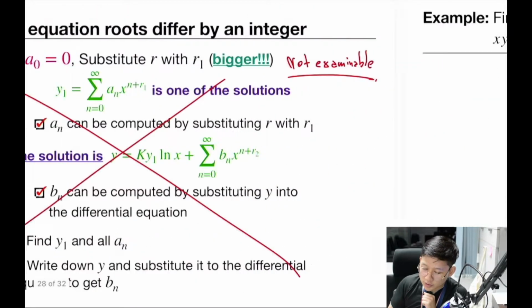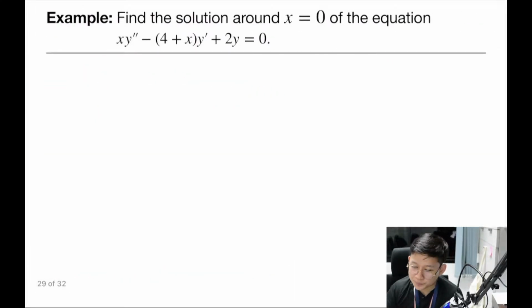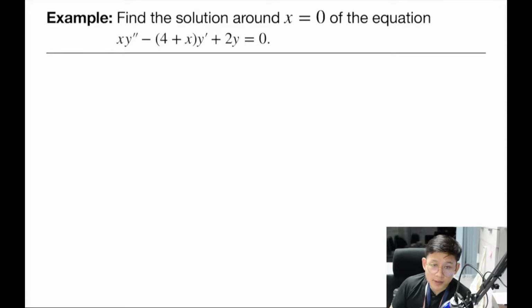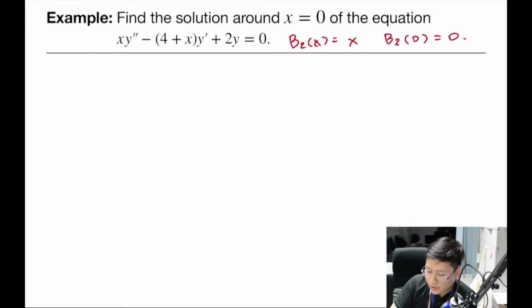Let's look at an example. For example, this one: x y double prime minus (4 plus x) y prime plus 2y. First we know that b2(x) is actually x and b2 at 0 is actually 0.